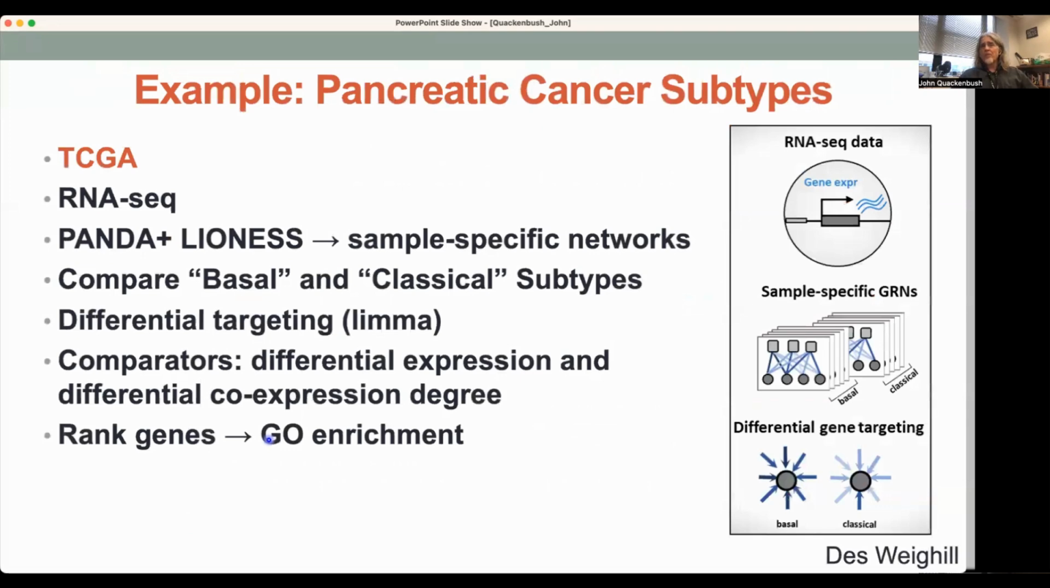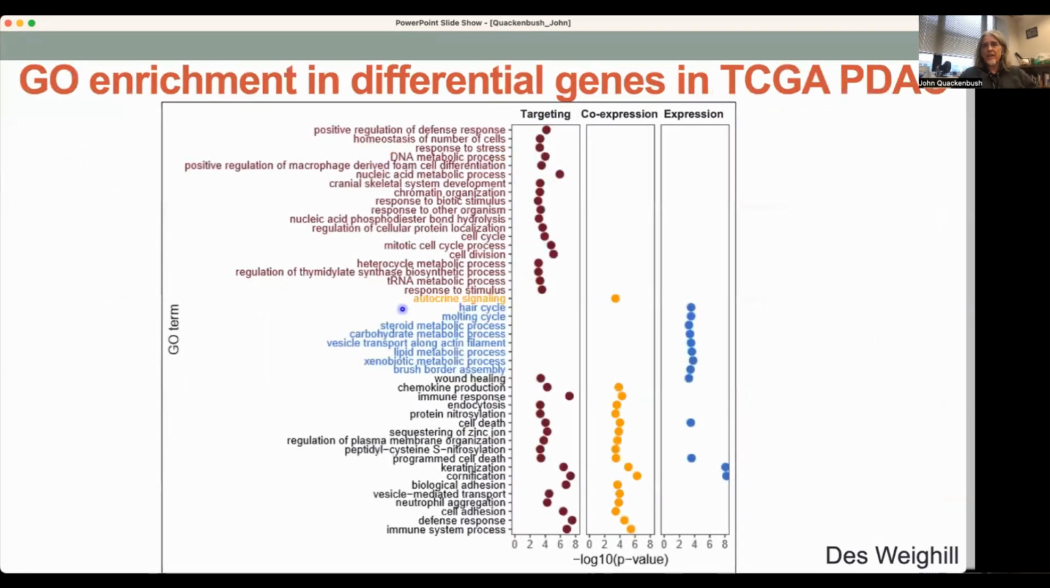So what we were able to do is then look at an example, pancreatic cancer. In fact, Des got all the data from the TCGA. We used Panda and Lioness to build individual sample-specific models for every single individual in the population, and then classify them as to whether they had basal or classical subtypes of cancer, and compare them to find differences in the regulatory patterns, and then ask what genes were differentially regulated.